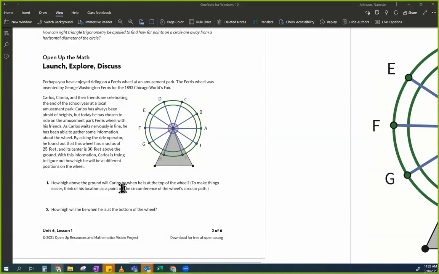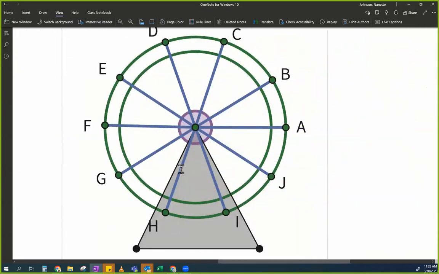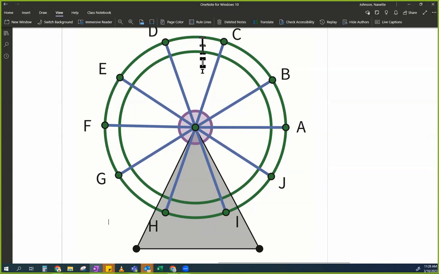How high above the ground will Carlos be when he's at the top of the wheel? To make things easier, think of his location as a point on the circumference of the wheel's circular path. Okay, so I'm going to use this gigantic circle over here because I have it and I want to use it. The first question is, how far is Carlos above ground when he's at the highest point? So we don't even have a point right there, but just imagine this guy right here. I want you to figure out how you would figure out how high he is from the ground. We're pretending this guy down here is the ground. Okay, does everybody see that?